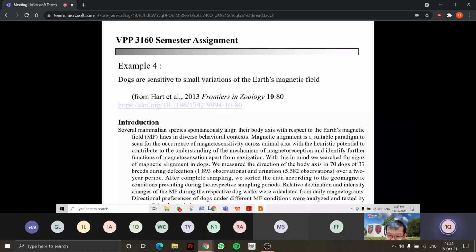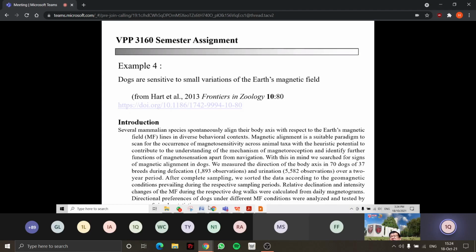So this is actually done in dogs. They demonstrated that these dogs have the ability to align themselves according to the Earth's magnetic field. This is actually something that we never knew before, but it is happening out there. So these are the interesting types of studies that you can actually do, so that you know what to expect.